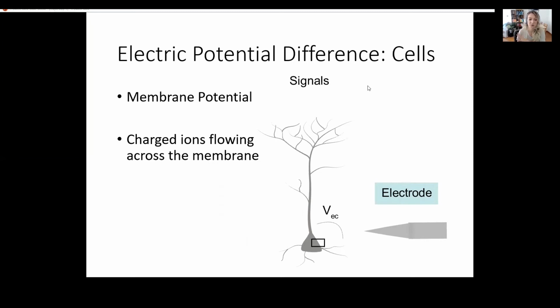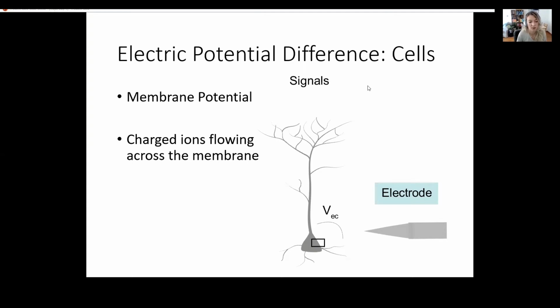So let's take this electric potential and apply it to our cells, to what we're actually measuring. The most important electric potential difference in the brain is the membrane potential. That's simply the membrane around your neurons and the difference in electric potential between the extracellular fluid and the inside of the cell. Because electric potential differences drive currents, if they get the chance, charged ions will flow across the membrane, creating a current.